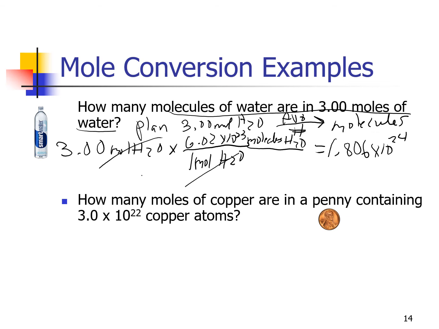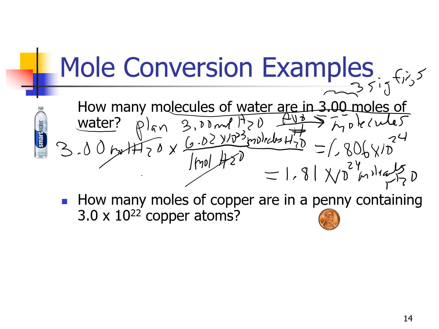And again, we want to check our sig figs at the end. So 3.00 is 3 sig figs, which means we need to reduce our answer to 3 sig figs, and we will round our number up to 1.81 times 10 to the 24th molecules of water. The one down below says how many moles of copper are in a penny that contains 3.0 times 10 to the 22 atoms of copper.